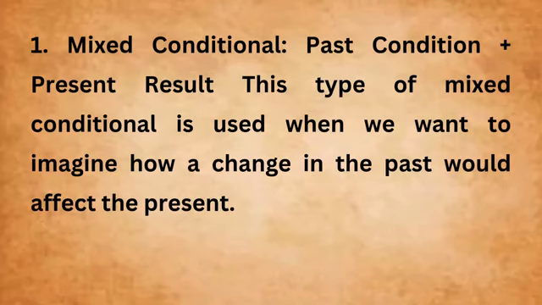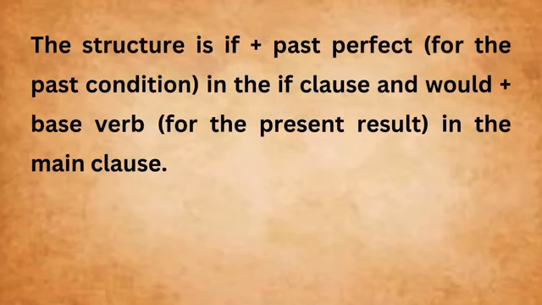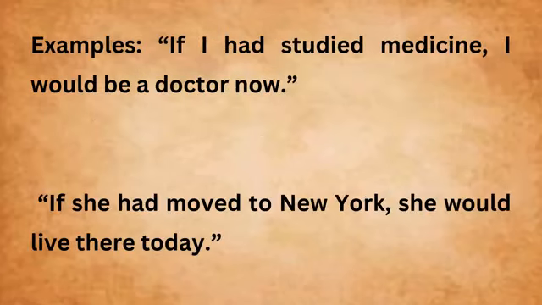1. Mixed conditional. Past condition, present result. This type of mixed conditional is used when we want to imagine how a change in the past would affect the present. The structure is if plus past perfect for the past condition in the if clause, and would plus base verb for the present result in the main clause.